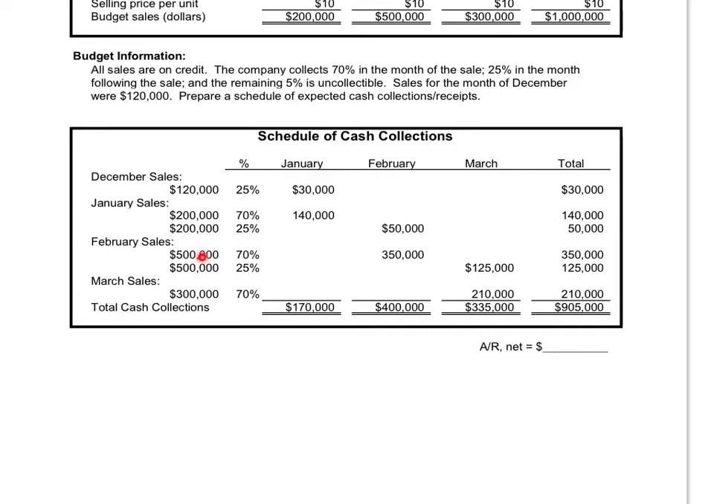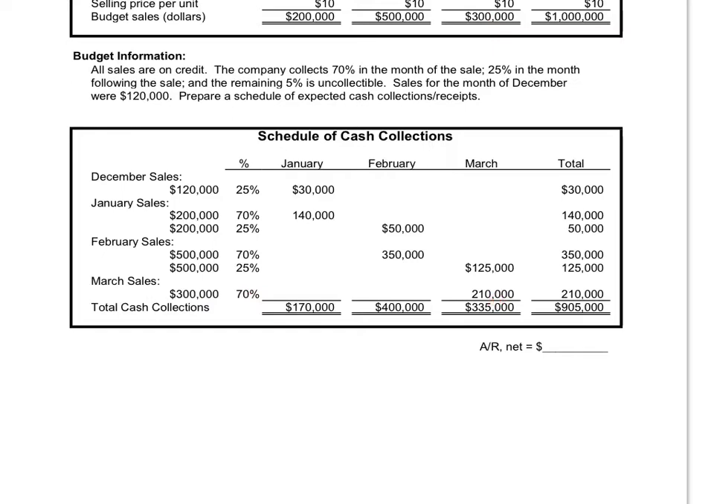All right, February sales were 500,000. So 70% of those were collected in February. That's the 350,000. 25% were collected in March. So that's the 125,000. March sales are 300,000. So put your March sales here: 300,000 times 70% is 210,000.